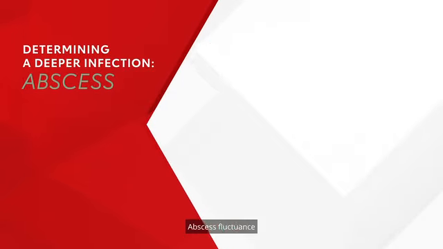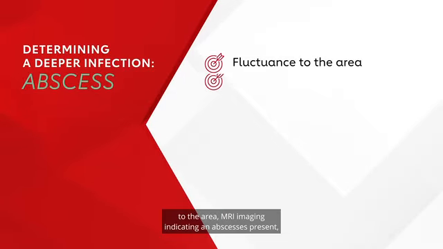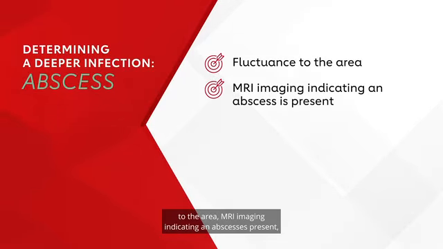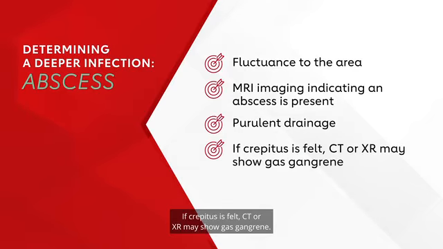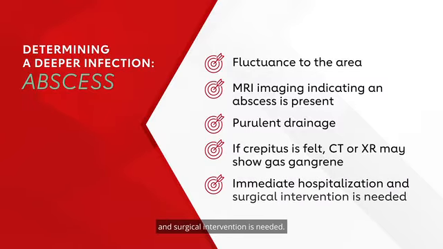Abscess: fluctuance to the area, MRI imaging indicating an abscess is present, purulent drainage. If crepitus is felt, CT or XR may show gas gangrene. Immediate hospitalization and surgical intervention is needed.